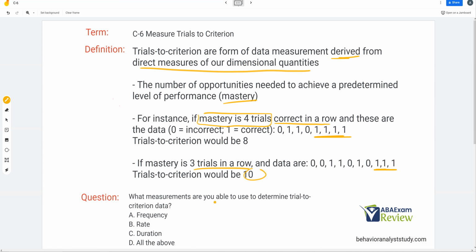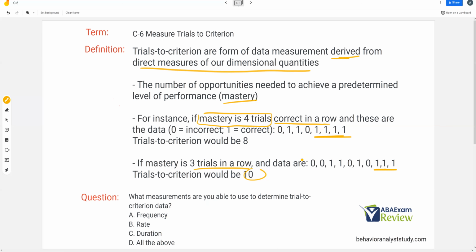So, what measurements are you able to use to determine trial to criterion data? Meaning, what direct measures can we convert to trial to criterion? Well, we know we can use frequency, which we just went over twice, which is probably the most commonly used and simplest way to do it, right? Just the frequency amount of correct versus incorrect. You can use rate. So if we need to hit a certain rate of behaviors, right? We need 10 in an hour or 11 an hour for mastery. We can see how many hours it takes to reach criterion.